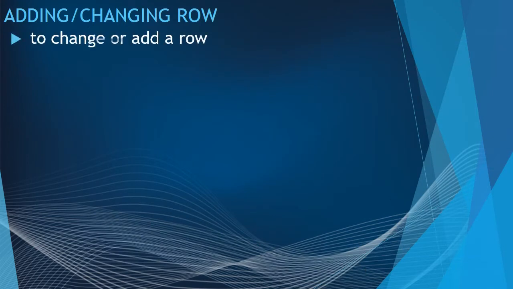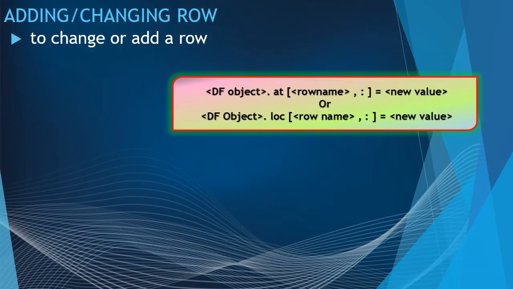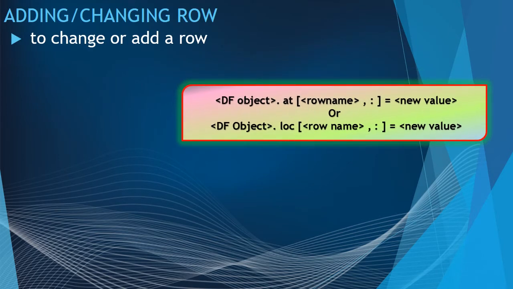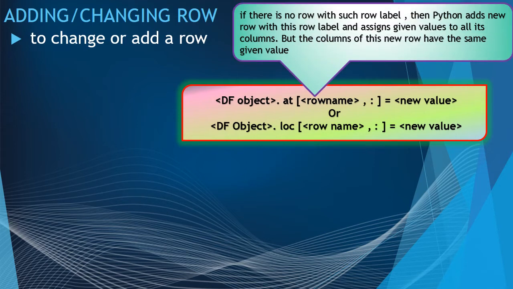Now, how to add a row or change a row value: using the function data frame object at, row name, comma, colon, or using loc we can change. If the row name is present, the value will be changed. Suppose the row name is not present in the data frame object, it will be added.